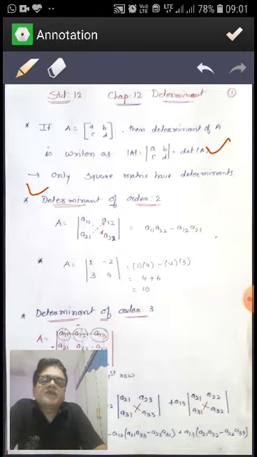Only square matrices have determinants. Rectangular matrices do not have determinants. Now how can we find the value of determinants? Yes, we can find the value of a determinant.